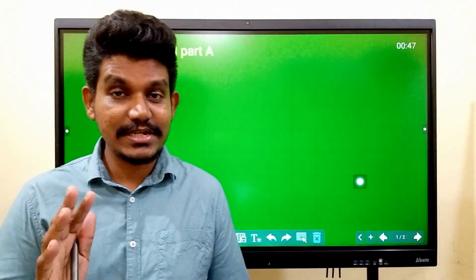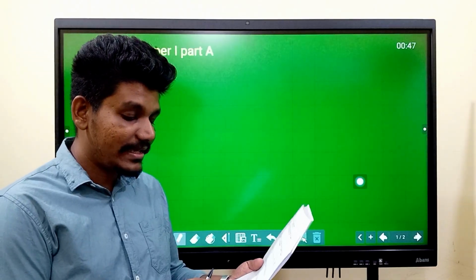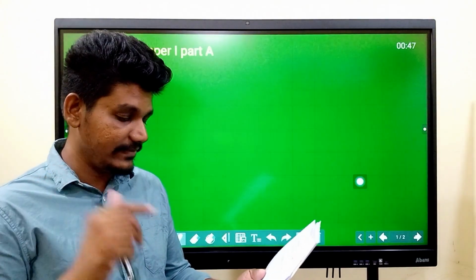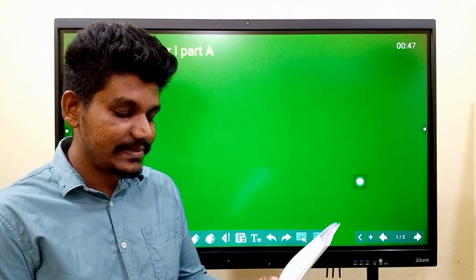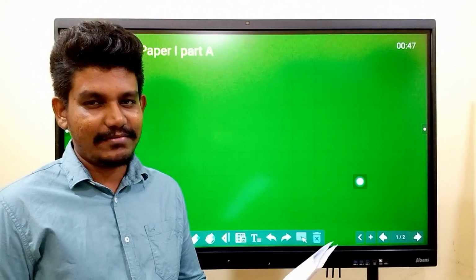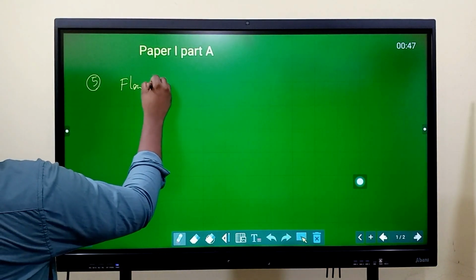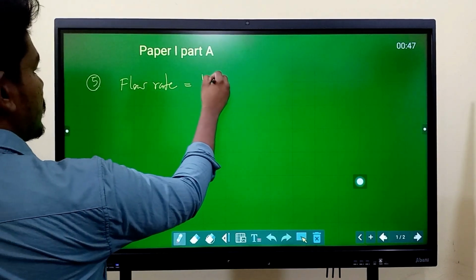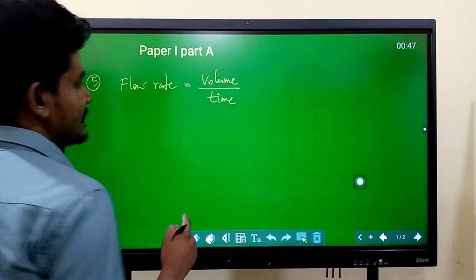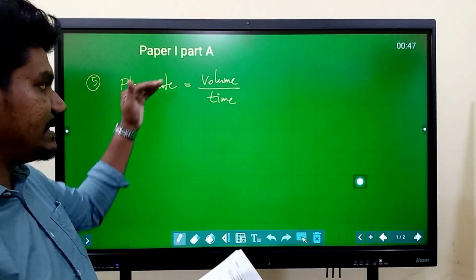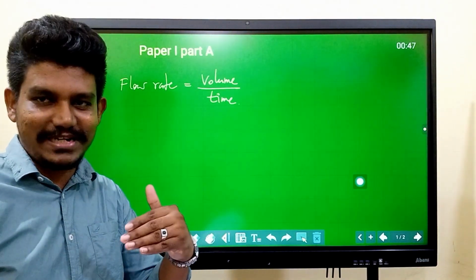Let's take question number 5. It says, the rate at which water flows through a pipe fixed to an empty tank is 28 liters per minute. The flow rate is given. If the capacity of the tank is 112 liters, how many minutes will it take to fill the tank completely? It's about flow rate. You should know that flow rate equals the change in volume divided by the time. Flow rate equals volume over time is the formula. It's like speed equals distance over time.